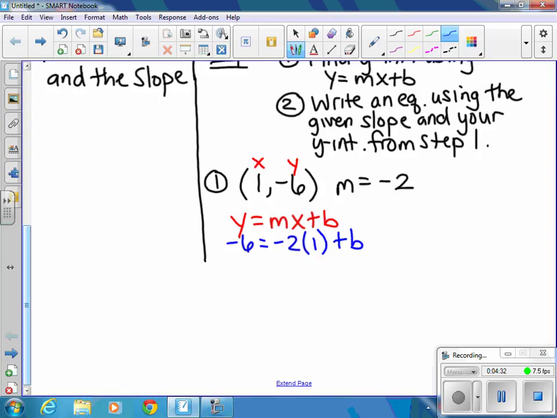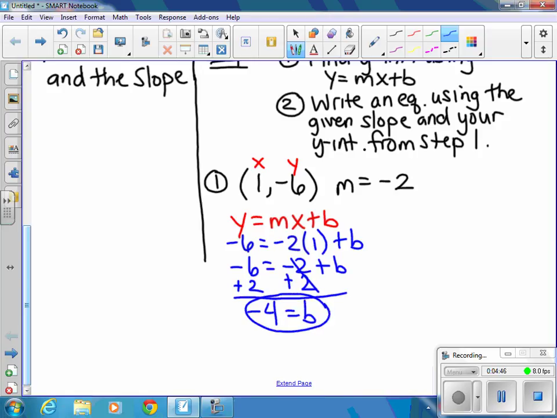So then you keep going by simplifying and evaluating and solving the equation. -6 equals -2 plus b. To get b by itself, you want to add 2 to both sides. -6 plus 2 is -4, and that's your b value. So now that you have your b value, and they gave you your m value, go and write the equation that's in intercept form. So for this line and this information, your answer is y equals -2x minus 4.